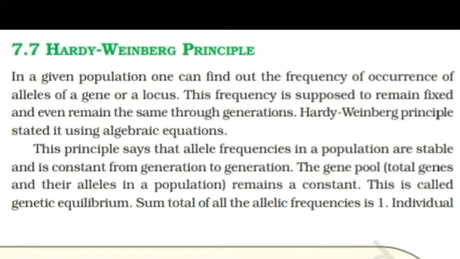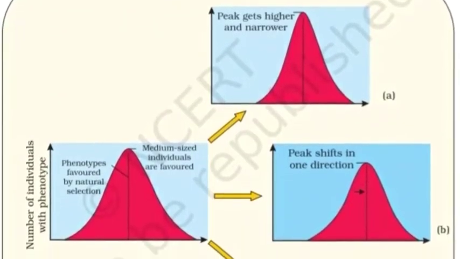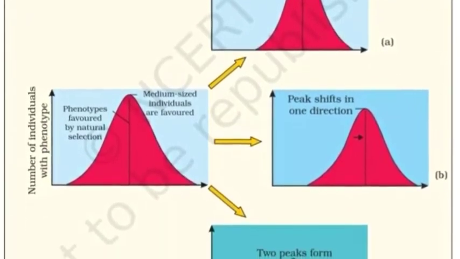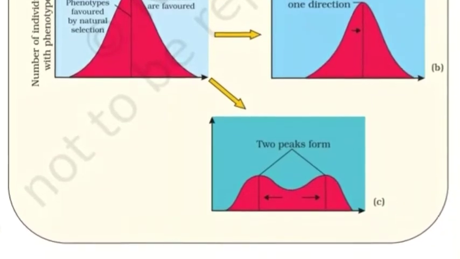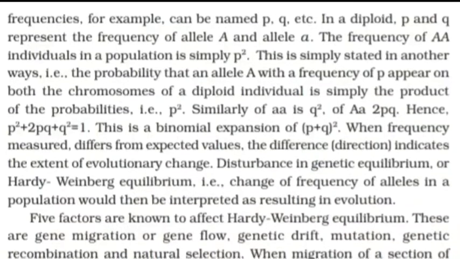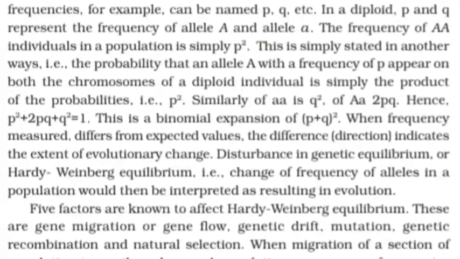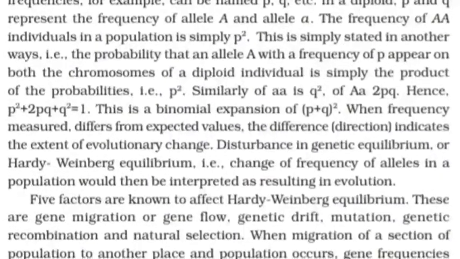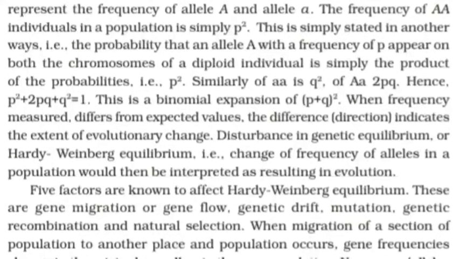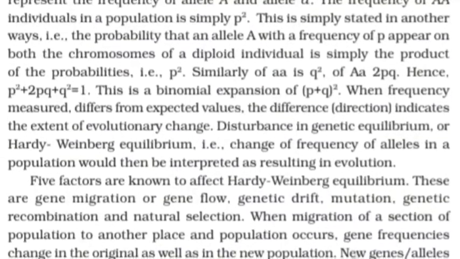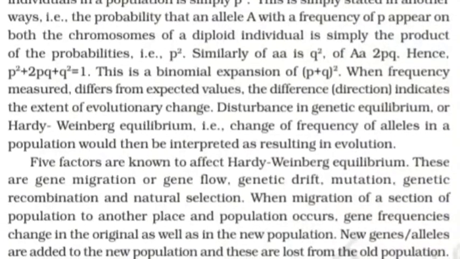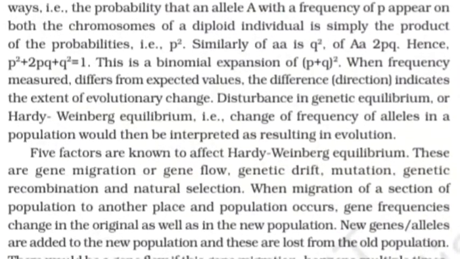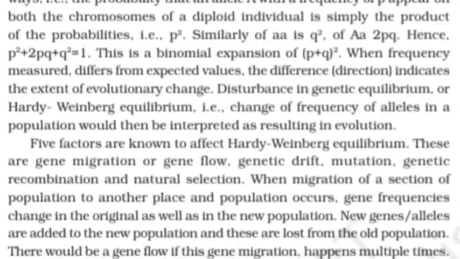The sum total of all the allelic frequencies is 1. Individual frequencies, for example, can be named p, q, etc. In a diploid, p and q represent the frequency of allele A and allele a. The frequency of AA individuals in a population is simply p squared. This is simply stated in another way, that is, the probability that an allele A with a frequency of p appears on both the chromosomes of a diploid individual is simply the product of the probabilities, that is p squared.